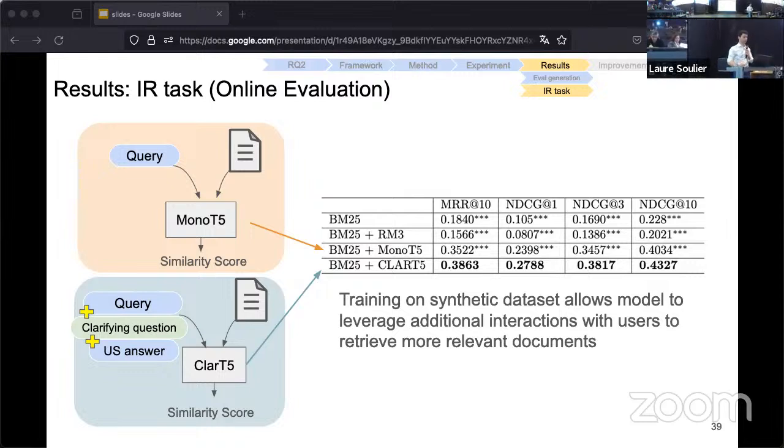So for the ranking task now, we wanted to see again if the synthetic data was actually useful on the ranking task. So we compared ourselves against Model 5, which is a model that reranks documents given the query and documents. So it estimates the similarity score. Our model is basically the same, but it also has access to the clarifying question and the user answer. And we can see that the synthetic data generated, so the clarifying question and the associated answer, allow us to retrieve more relevant documents.